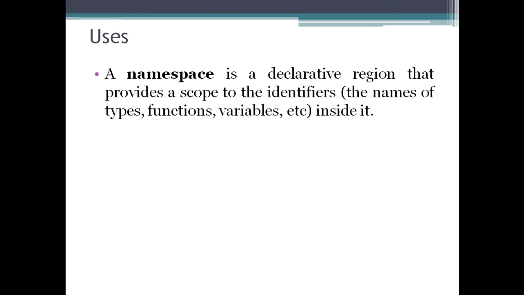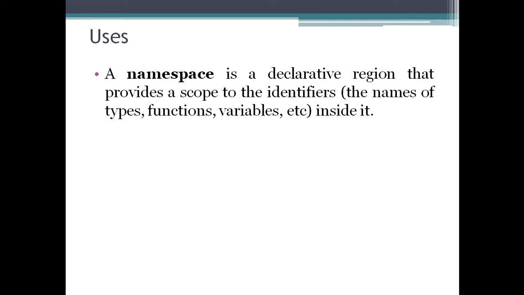Next we move on to the uses and advantages. A namespace is a declarative region. So when you are using a namespace, it acts as a declaration section, and that has to be defined at the initial part or starting of the program. And as I told, it provides some scope to the identifiers. It has to be defined within that, right?